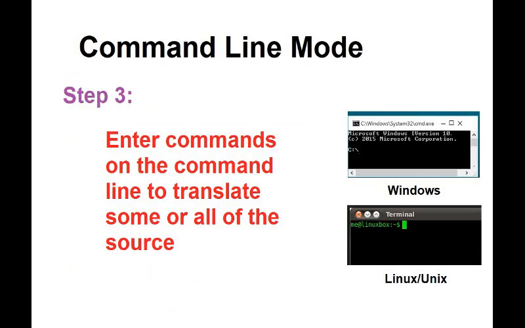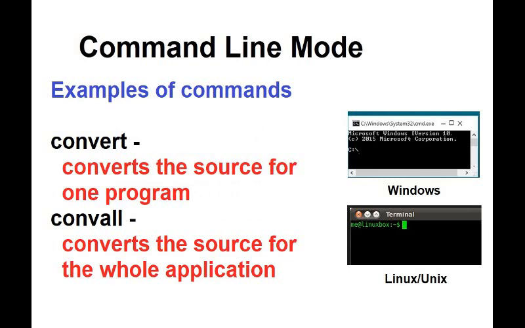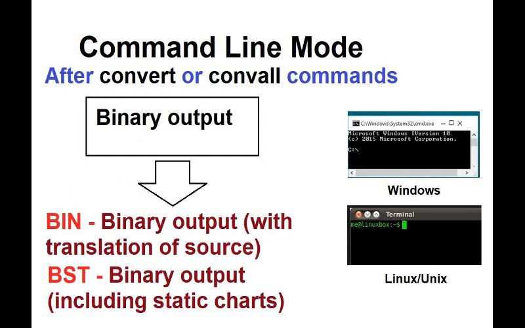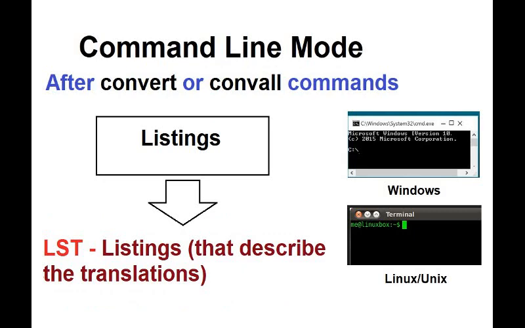Now you can enter a command on the command line in Windows or Linux Unix to translate all of the source. Examples of these commands are convert, that converts the source for one program, and convol, that converts the source for the whole application. After the convert or convol command is executed, ADS puts into the bin and bst subdirectories the binary output in the ADS executable format, and puts into the lst subdirectory listings that describe what translations were done.